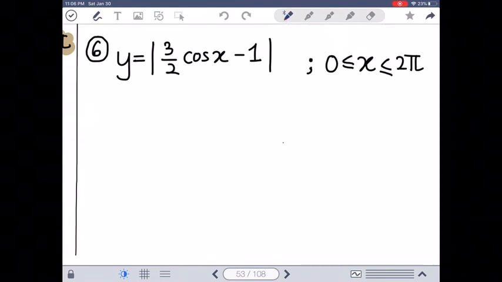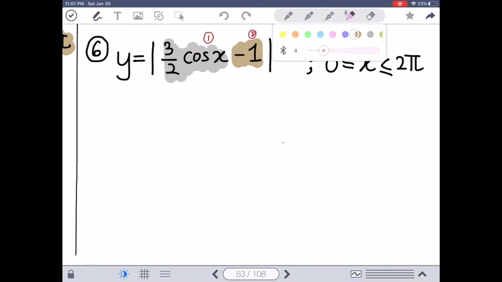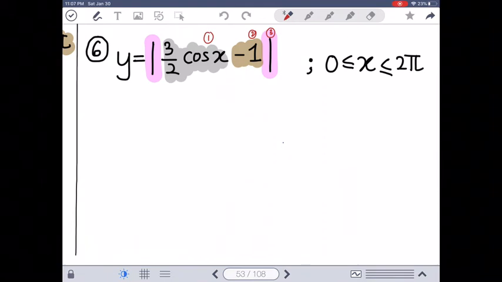Now we are going to have a look at the last example. Y equals to modulus 3 over 2 cos x minus 1. As usual, we need to start from inside. First, we start with 3 over 2 cos x. That's the first step. Second, we will deal with minus 1. So that is our second step. The last one should be the modulus. That is the third step.